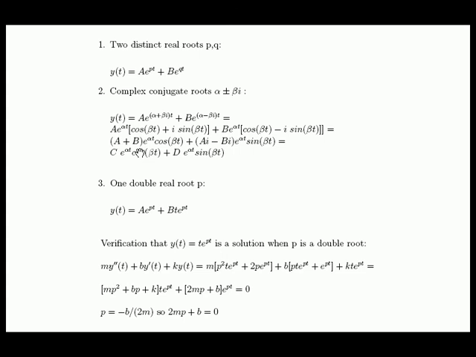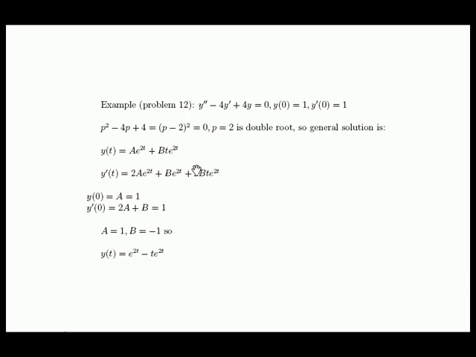If you have complex conjugates, e to the alpha t cosine beta t, e to the alpha t sine beta t are solutions. If you have two real roots, then that's easy. E to the pt and e to the other root qt are your solutions. Now let's do an example where we have initial conditions, so we have to find the general solution using one of these three forms, depending on what the discriminant is. And I'm doing problem 12 here.